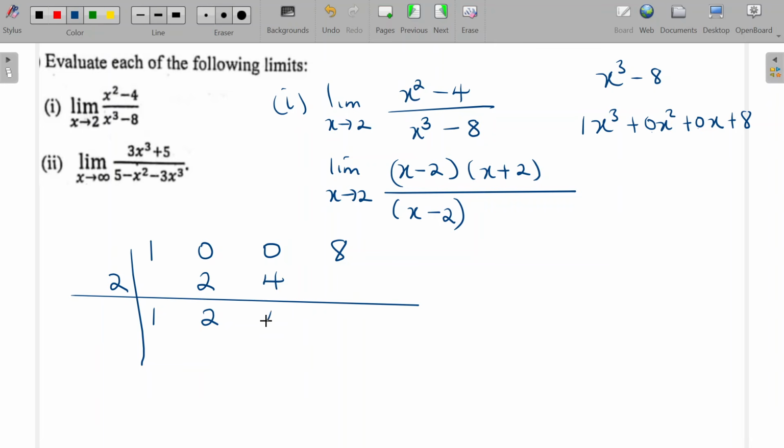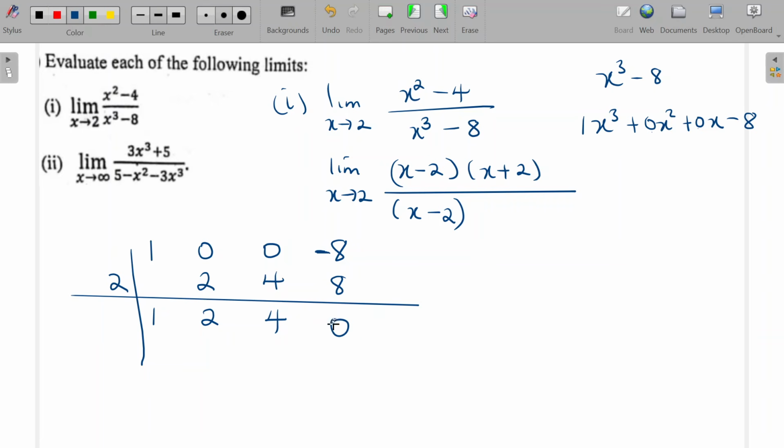0 plus 4, it will be a 4. 4 times 2, it will be an 8. 8 minus 8, it's going to be... Oh, this one is negative 8, sorry. This is minus 8, okay. So you add a negative 8 there. So it's going to be a 0.